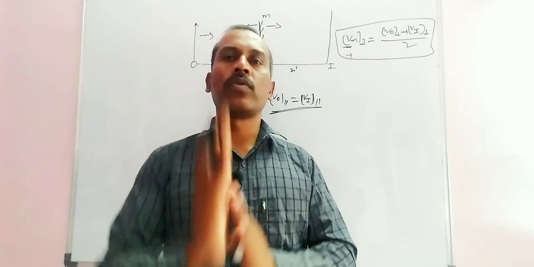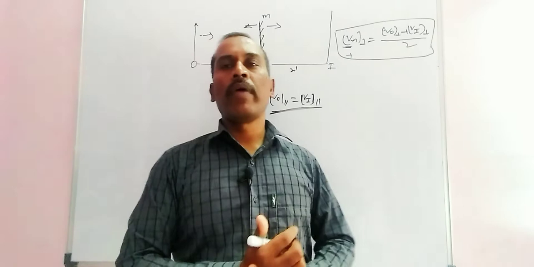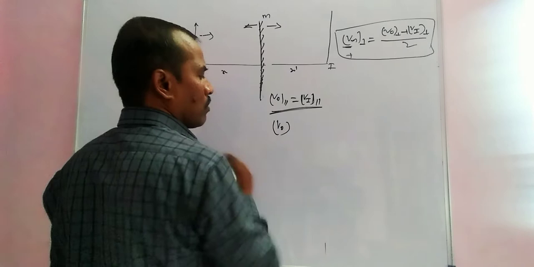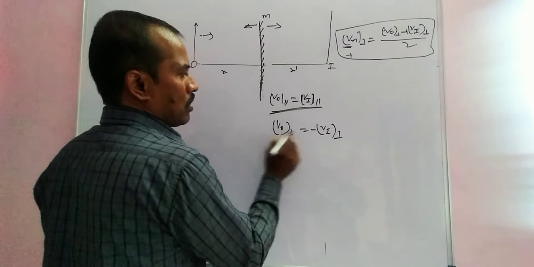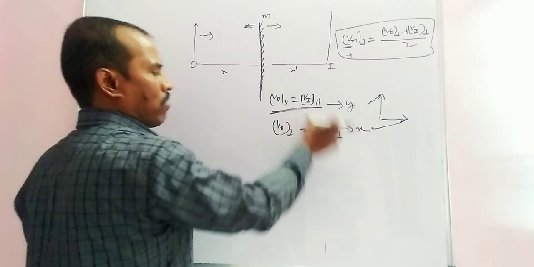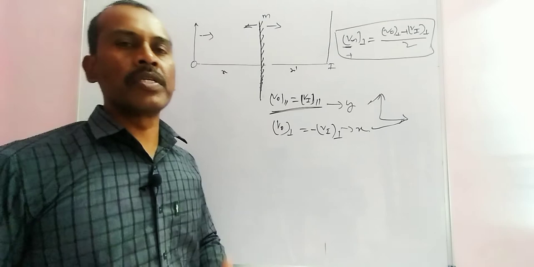Now the object is moving perpendicular to the mirror; the velocity of the image will be taken as a negative value. For example, the mirror is at rest, so it is equal to minus v. This one is the x direction, this one is the y direction. In the x direction it is opposite, and in the y direction it is parallel, with the same values for image and object. So, some examples on this formula.